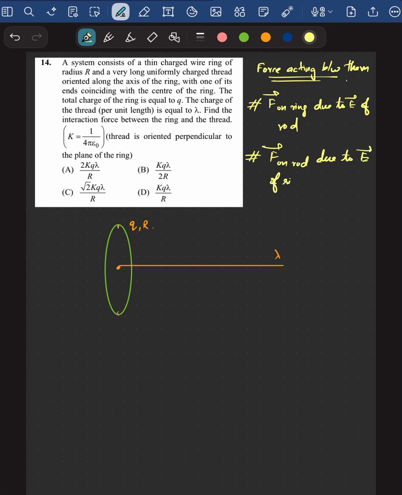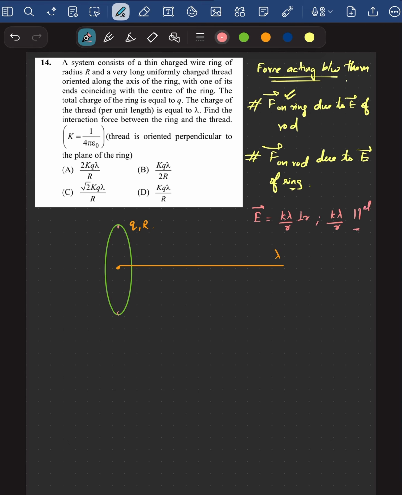We can solve the question by both the approaches, but I'll be making use of this approach. I'll be calculating the force on the ring due to the electric field of the rod, right? And we already know the formula for electric field due to a rod, and more precisely, electric field due to a semi-infinite rod. Electric field due to a semi-infinite rod has a k lambda by r component perpendicular to the rod, and it also has a k lambda by r component parallel to the rod, right? So you'll have both the components of field over here.